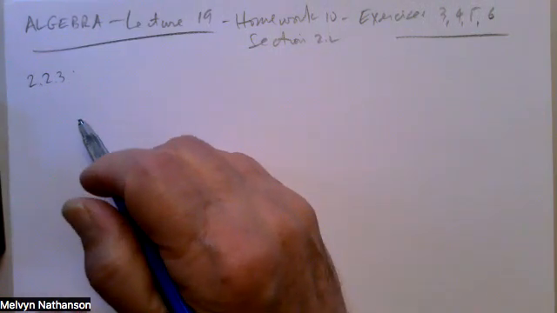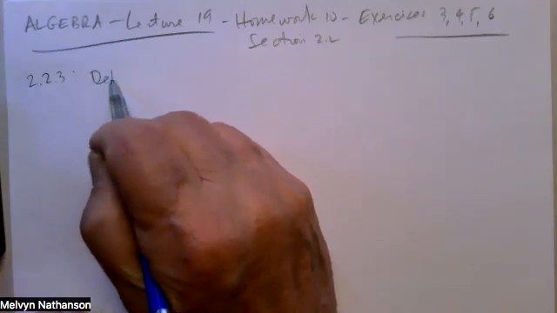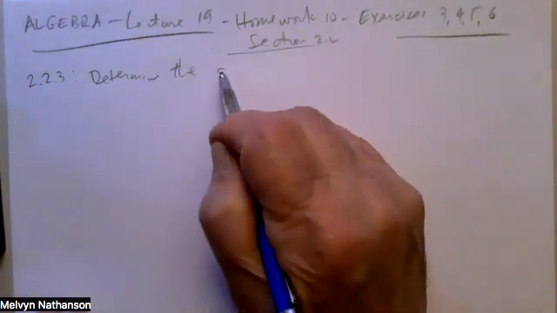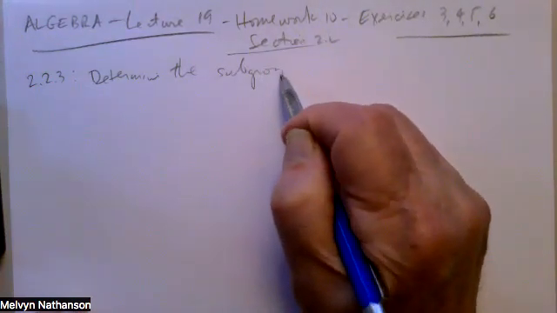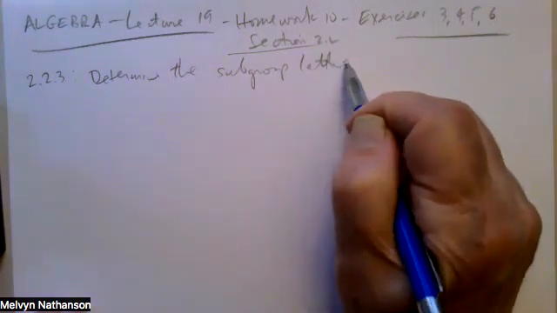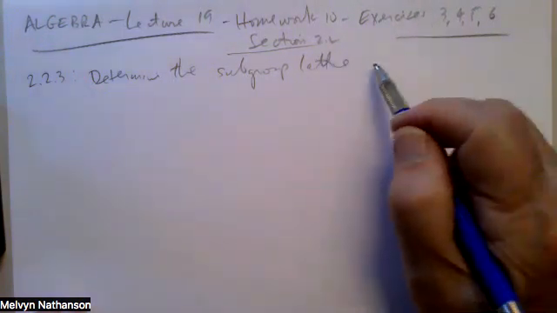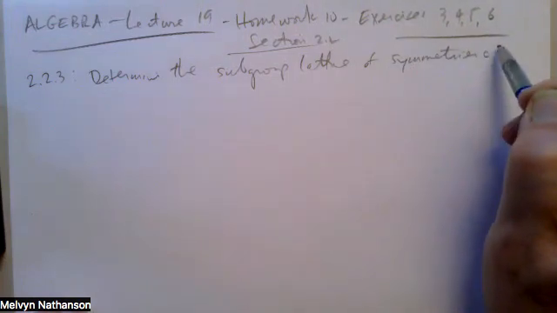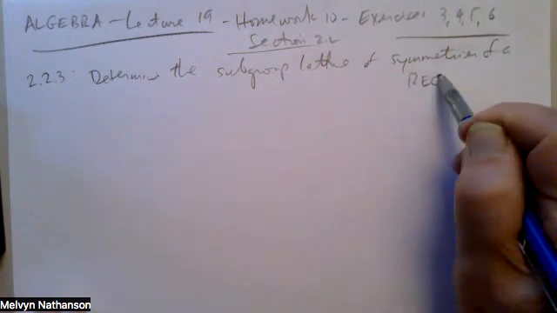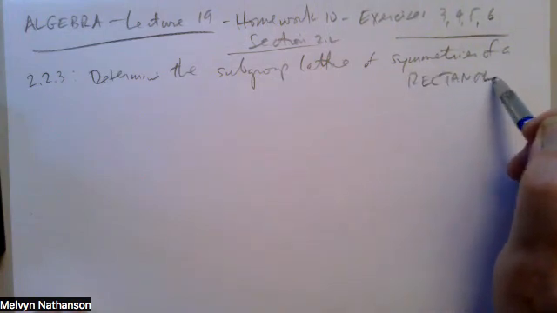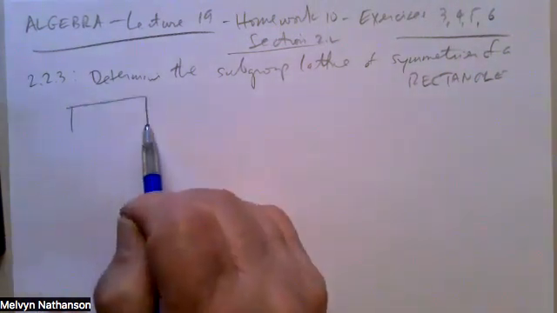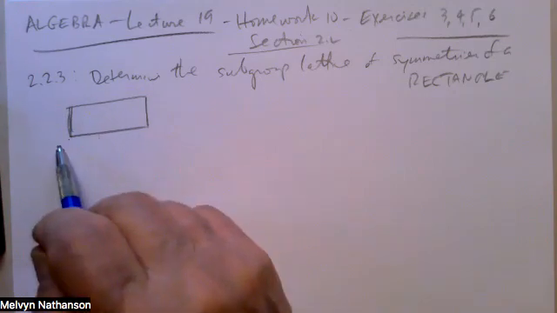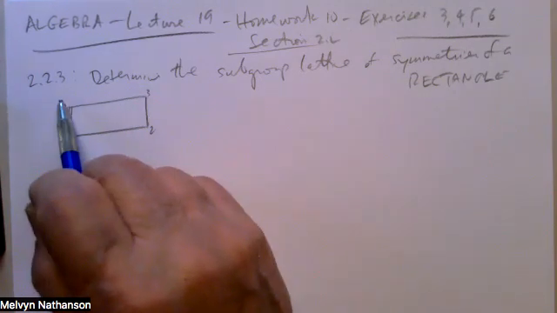So what is exercise 2.2.3, which is to determine the subgroup lattice of the group of symmetries of a rectangle. So here is a rectangle. It's not a square. So let me label the vertices 1, 2, 3, 4.